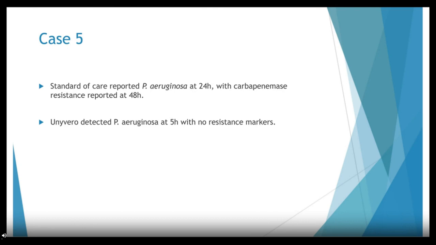At this point, our standard of care was able to identify a Pseudomonas at 24 hours. They started treating him as if it were the original isolate, so using those carbapenem-sensitive characteristics. But then, unfortunately, carbapenem resistance was reported the next day. Here, the Univero was able to detect the Pseudomonas aeruginosa at 5 hours, very quickly, but didn't detect any resistance markers. So this is another tricky case where the Univero came in and was able to get us a pathogen identification much earlier. So we would have known that the Pseudomonas was back.